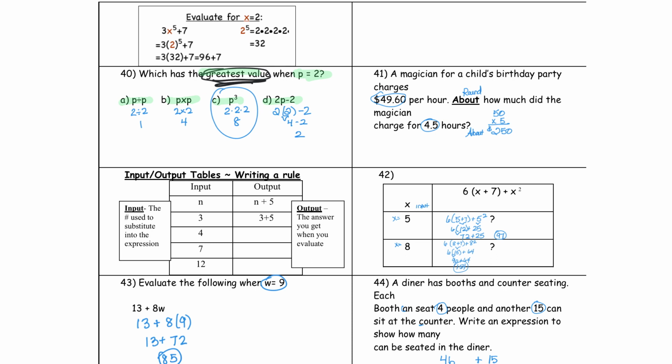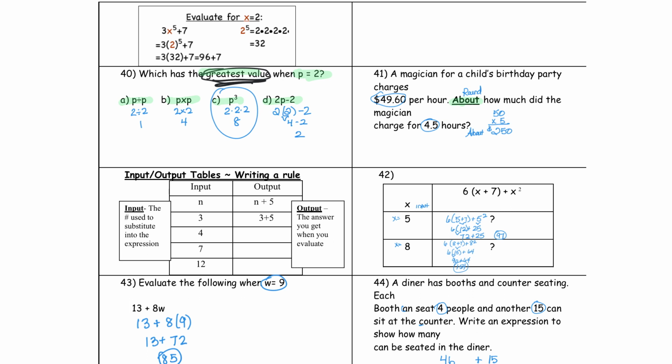Number 41 is a rounding question. Just be sure when you see the word about, you have to round both numbers. The thing about math is that math is one of the few things in life that's fair. Whatever you do for one thing, you have to do for the other thing. So when you're rounding, always keep in mind you always have to round both numbers.